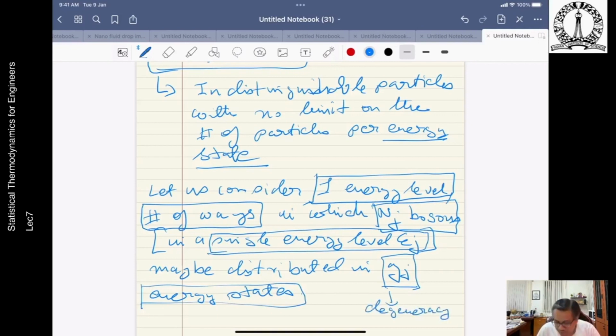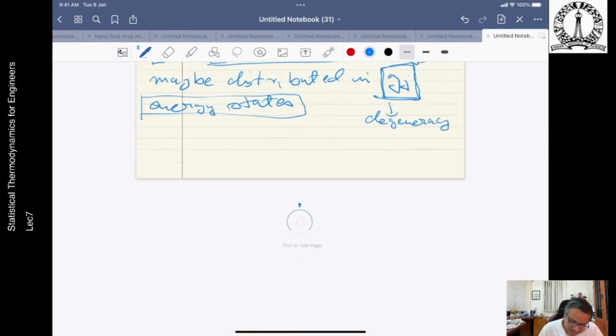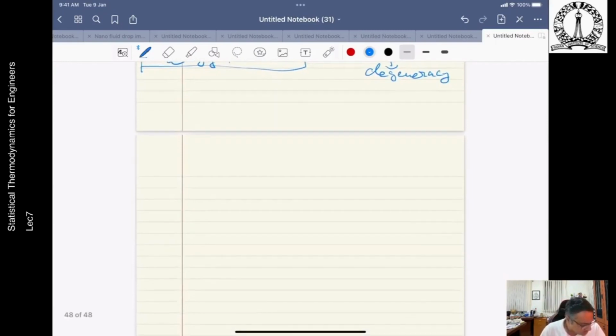So you basically have GJ compartments. You have NJ indistinguishable particles. There is no limit on the number of particles per energy state, so one energy state can have as many particles as you want. So we have to consider how this distribution is possible.